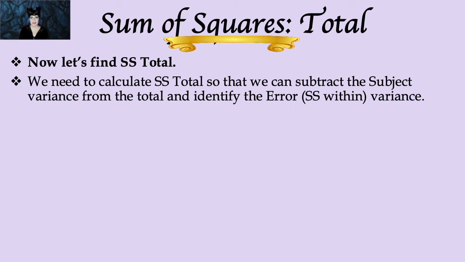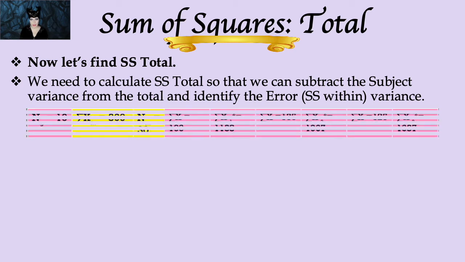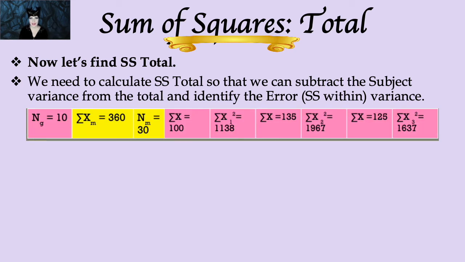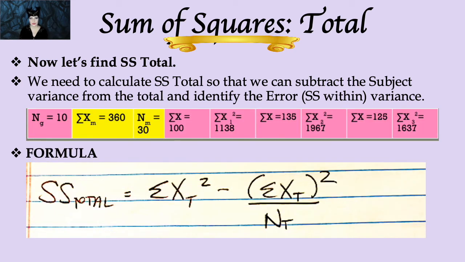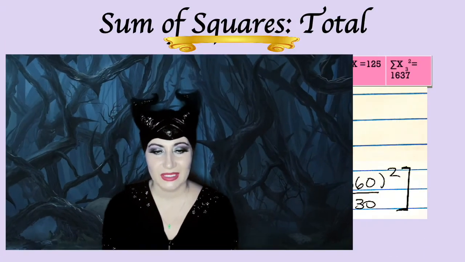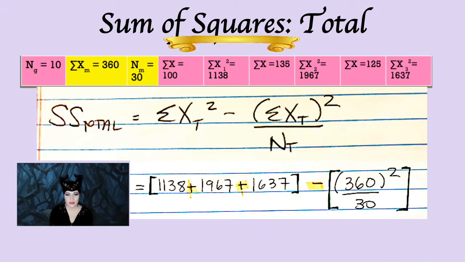In order to find the sum of x total squared, what we need to do is add up all of the squared values for each of the three groups. So we need to add 1,138 plus 1,967 plus 1,637 to represent the sum of x squared total value. Once we do that, we subtract the sum of x total, which is 360.